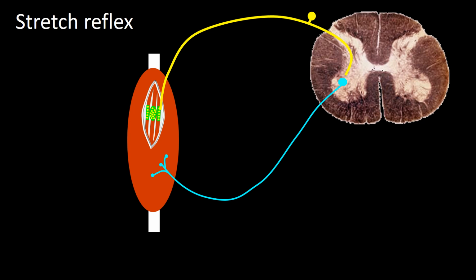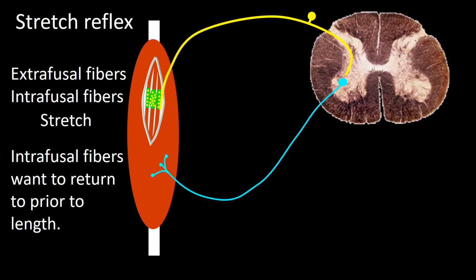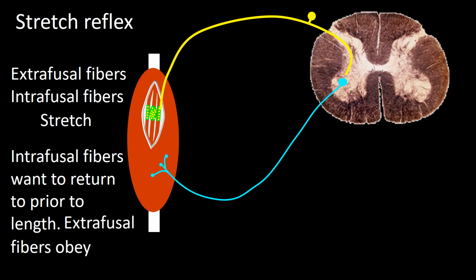This reflex is called a stretch reflex because it is triggered by stretching the muscle. When extrafusal and intrafusal muscle fibers, which are in parallel to each other, are stretched, the sensory component of the muscle spindle senses the change in length and, we could say, wants to return to the previous length. The extrafusal muscle fiber obeys and contracts, shortening the muscle and returning the intrafusal fiber to its original length.